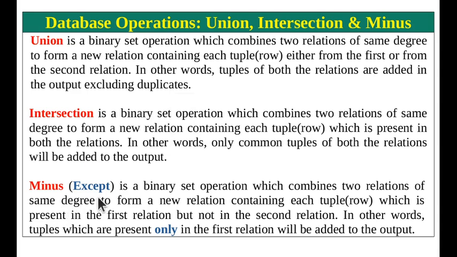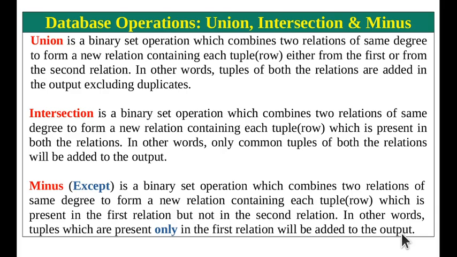Minus or except is a binary set operation which combines 2 relations of same degree to form a new relation containing each tuple or row which is present in the first relation but not in the second relation. In other words, tuples which are present only in the first relation will be added to the output.